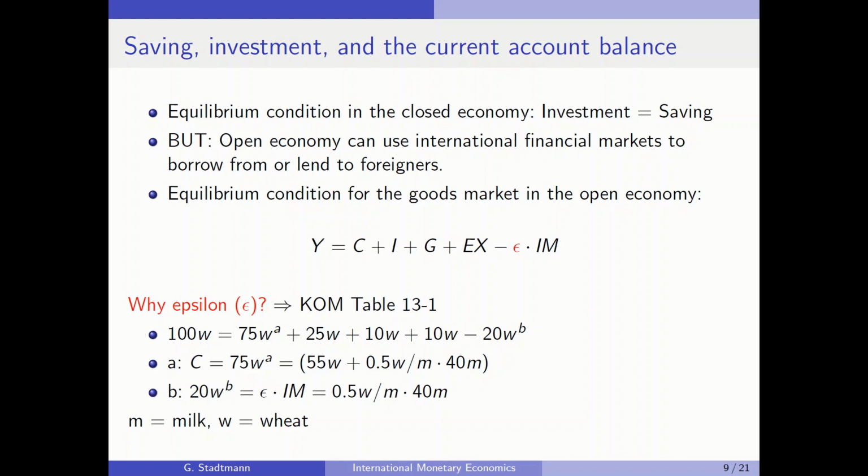So let's assume that the domestic economy is producing wheat and the foreign economy is producing milk. The output in the domestic economy is equal to 100 units of wheat.